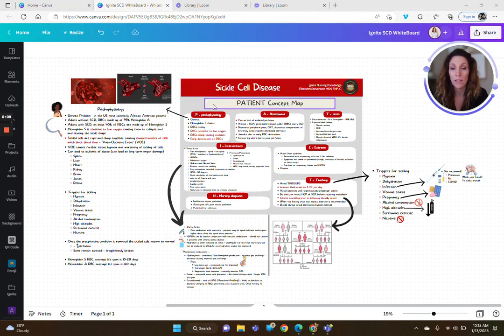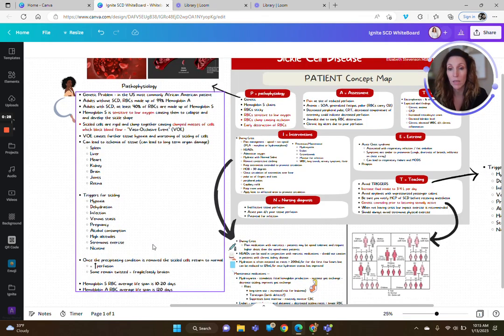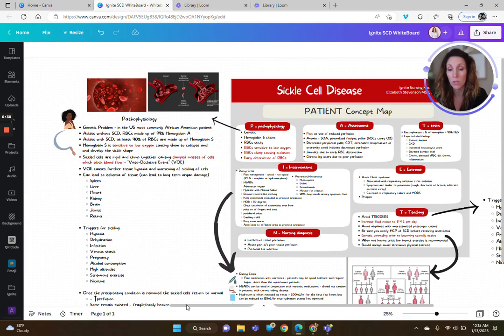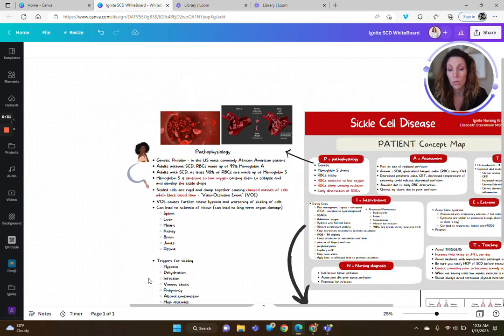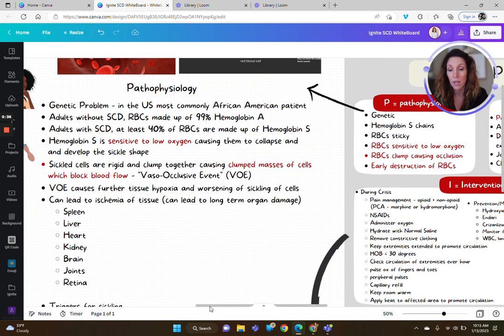To facilitate this discussion, we are going to look at this disease by using a patient concept map. So we will basically use each letter of the word patient to break down things that are important for us to know. And we'll just take a look at that as we go through this. So P in our word patient is going to bring us the patho. So the patho of sickle cell disease.